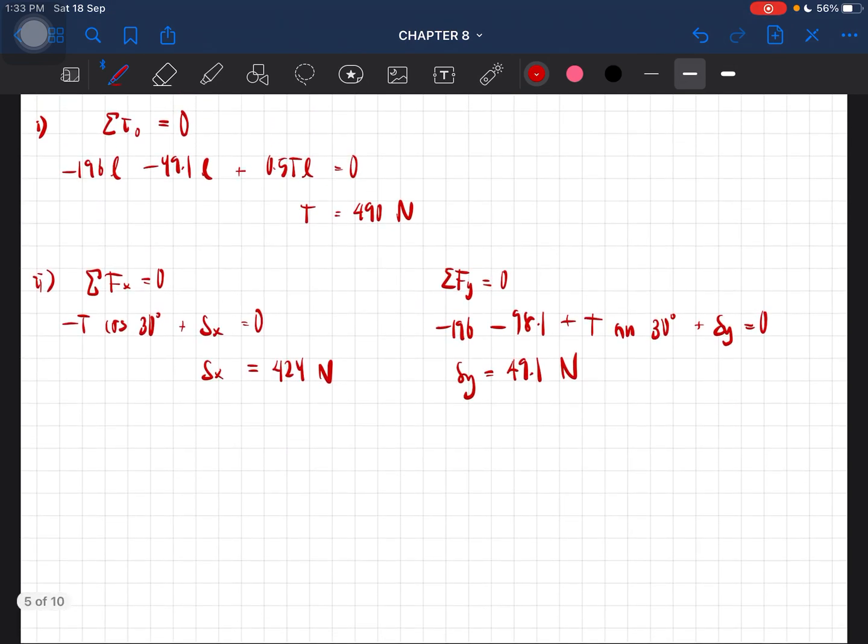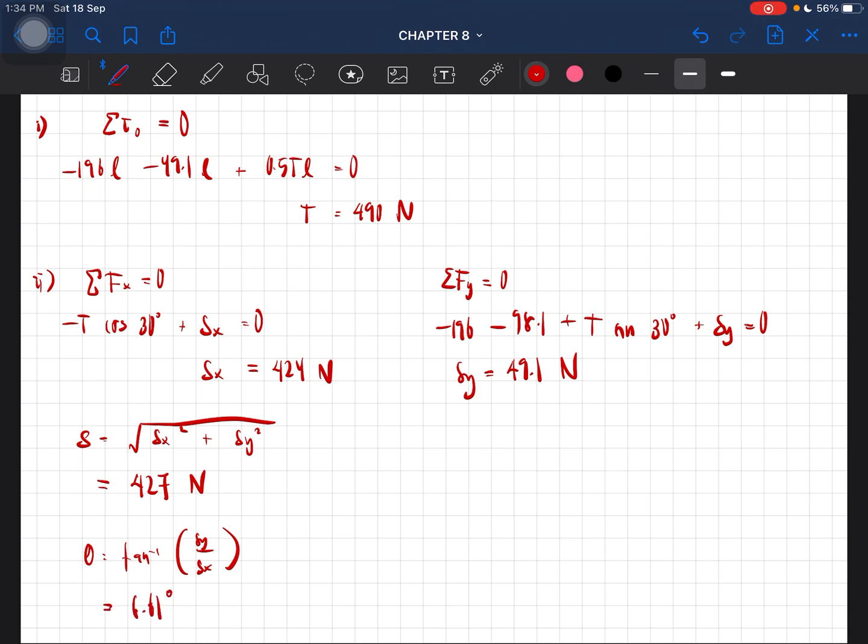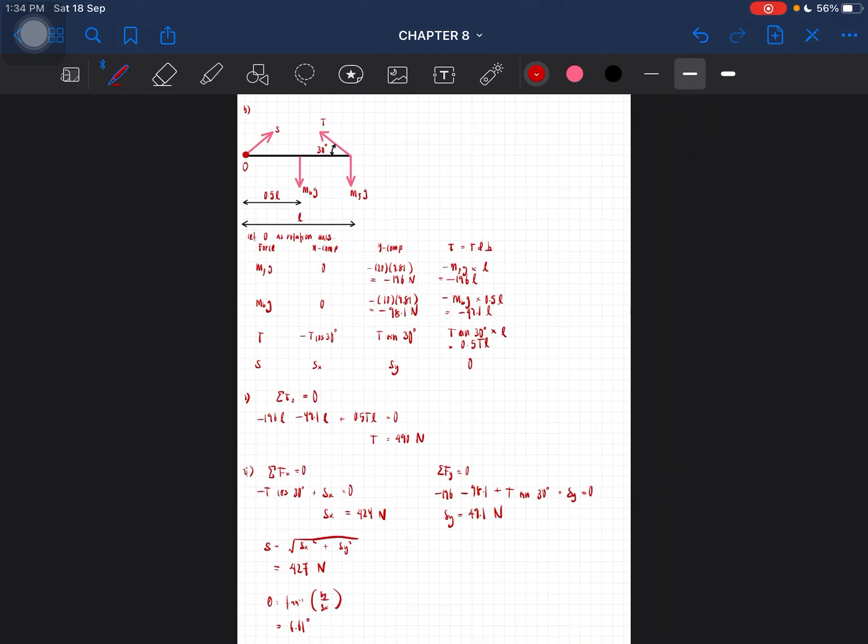Okay, belum habis lagi. We have to find the magnitude, which is S equal to square root of SX square plus SY square. Okay, so dapatlah jawapan dia 427 Newton, and then the direction is tan inverse of SY over SX equal to 6.61 degree. Alright, okay, so that is how you solve for question with torque.